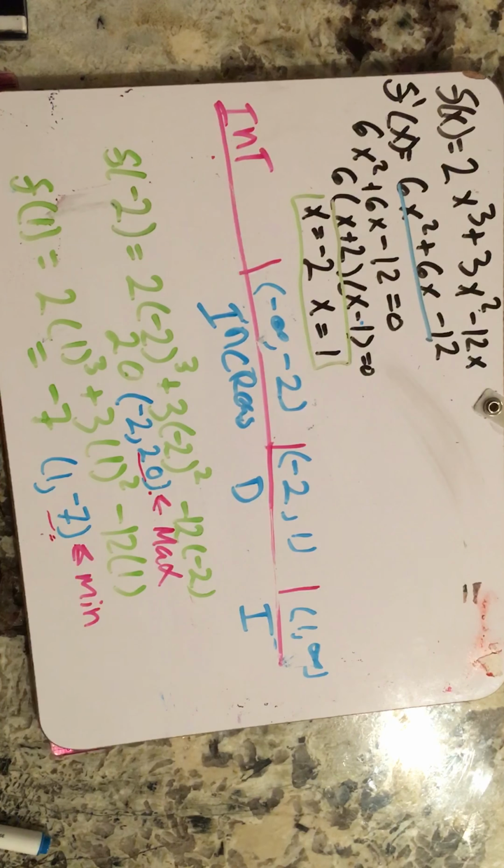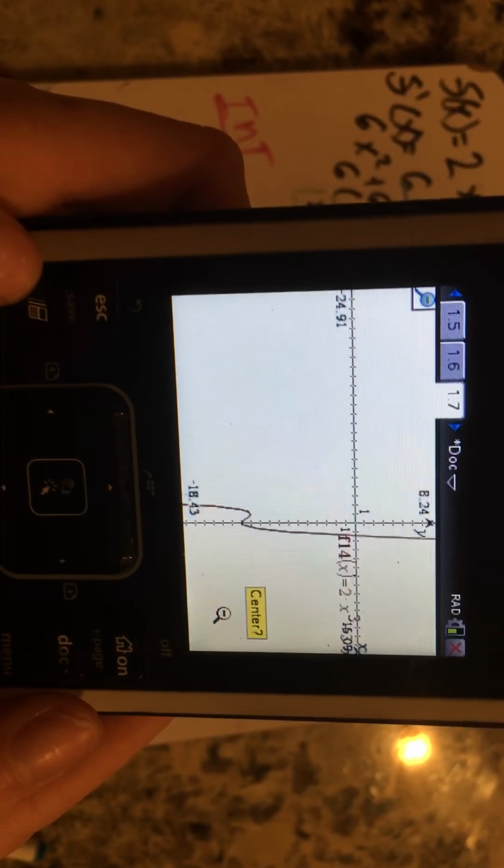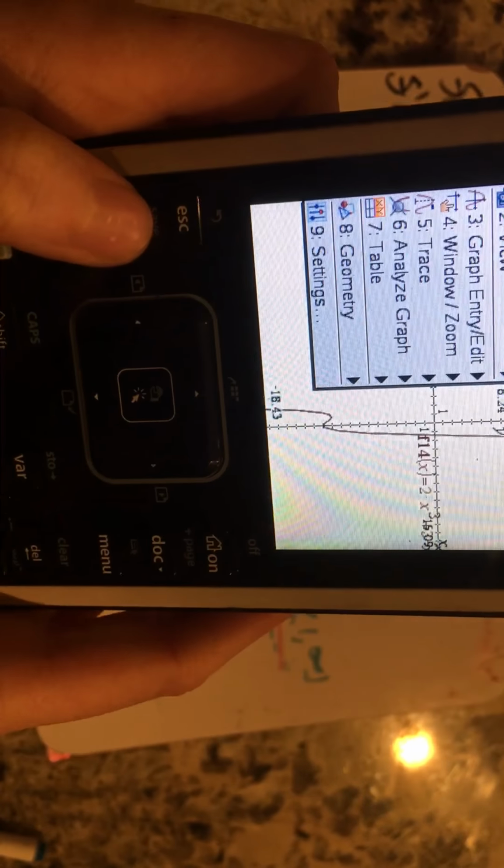Really, you're just looking at, here, let me even just graph this out really quickly. We have 2x to the third plus 3x squared minus 12x, right? And if I zoom out, because right now it's zoomed, oops, sorry. We can see right here, this is our graph, right?